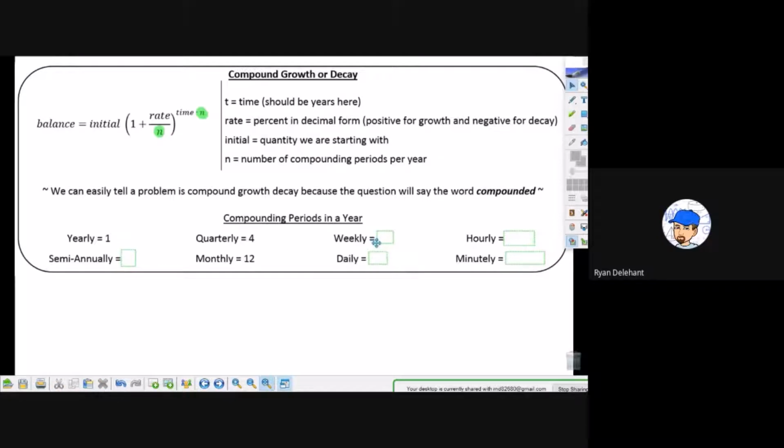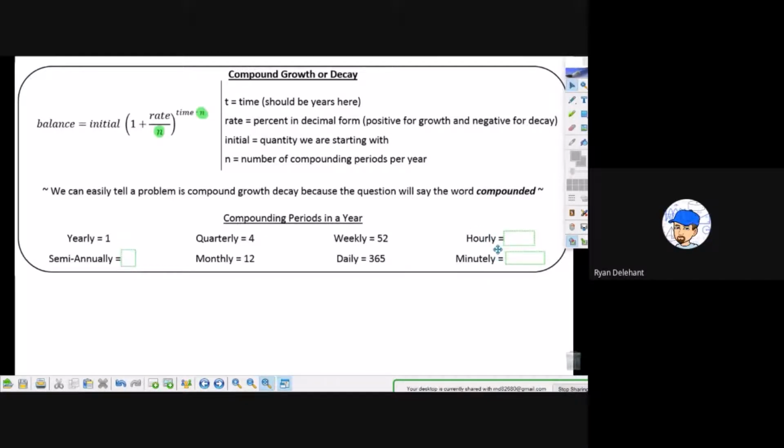Weekly, and this is where it starts getting a little bit tougher. Weeks doesn't come out to a perfect number if you try to do the division. For this concept, weekly will always be 52. In all financial terms, there are 52 weeks in a year, even though it's not perfect. Daily, how many days are in a year? That's 365.